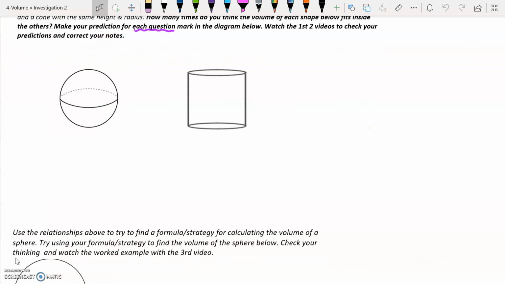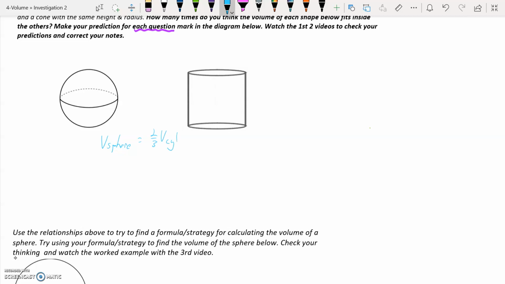Okay, so I'm going to go over where the volume for finding a sphere comes from, and we'll also go over an example of how you would use that for the example below. There are a lot of relationships amongst those shapes, but the one we're going to focus on to understand where this formula comes from is that the volume of a sphere is equal to 2/3 the volume of a cylinder.